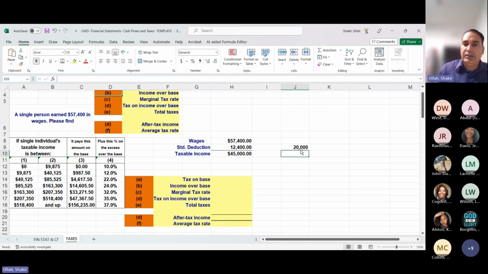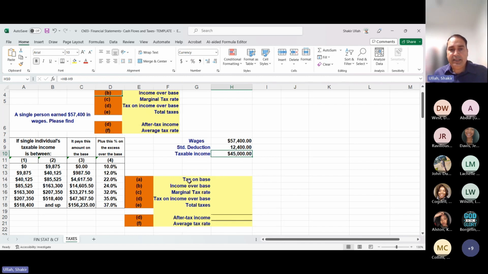Okay. Now you can see that your itemized deductions are 20,000, but if you use the standard deduction, you're deducting a smaller amount. So in that case, you would use itemized deduction instead of standard deduction. But if your itemized deductions are, let's suppose, only 5,000, then you would rather use the standard deduction of 12,400. Now, making it short, your taxable income in this case, where we're using the standard deduction for this person, is $45,000.